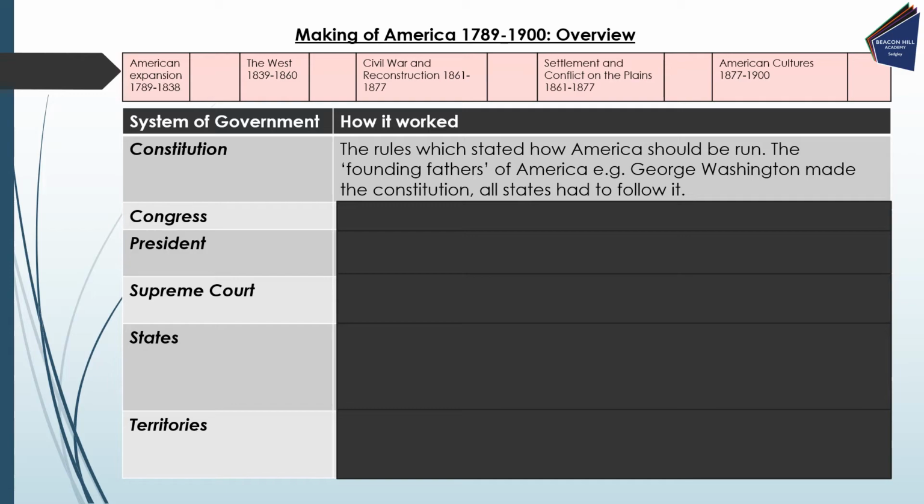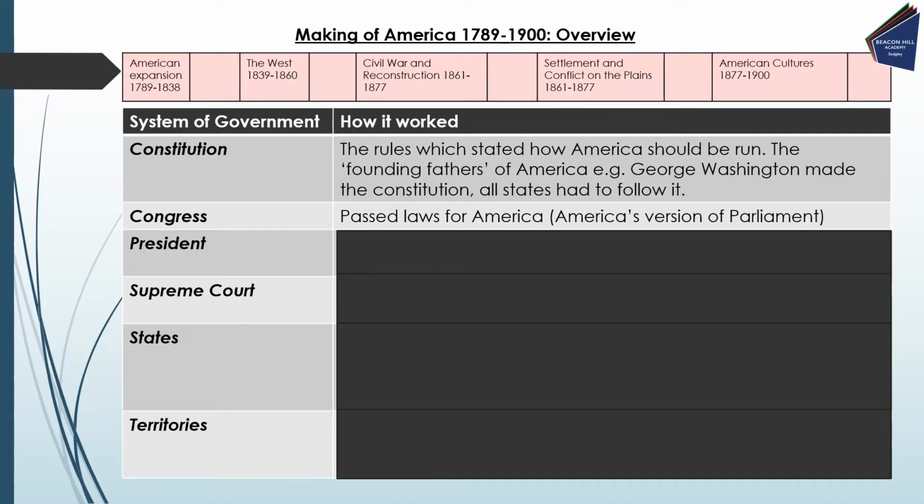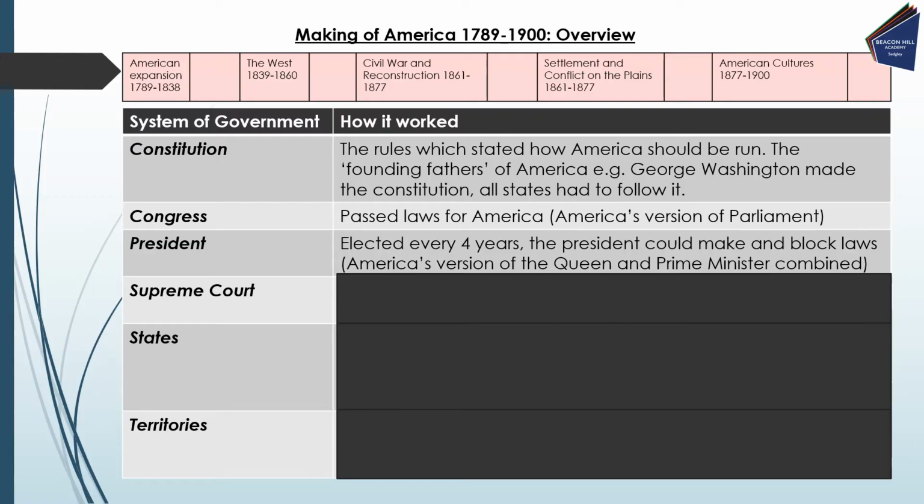So you need to know that this was the rules which stated how America should be run. And the founding fathers of America, for example, George Washington, made the Constitution, and all states have to follow it. So as much as states can have their own laws, they need to make sure that they are in line with the expectations of the Constitution. We then have Congress, who pass laws for America, so that's America's version of Parliament. We have the President, who is elected every 4 years and can make and block laws, so it's America's version of the Queen and the Prime Minister combined, so the most powerful individual in the United States.